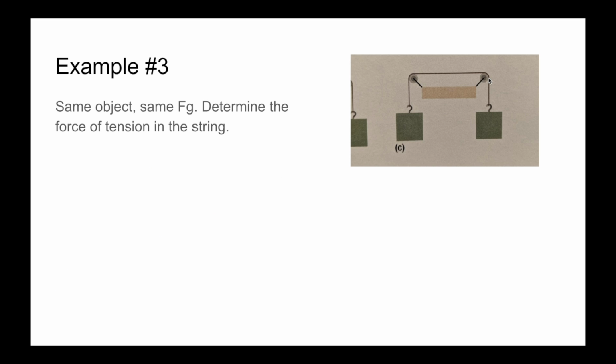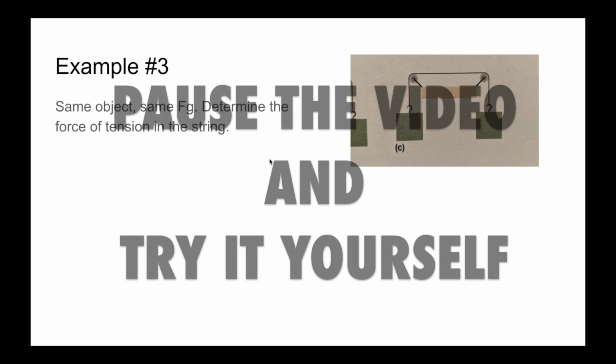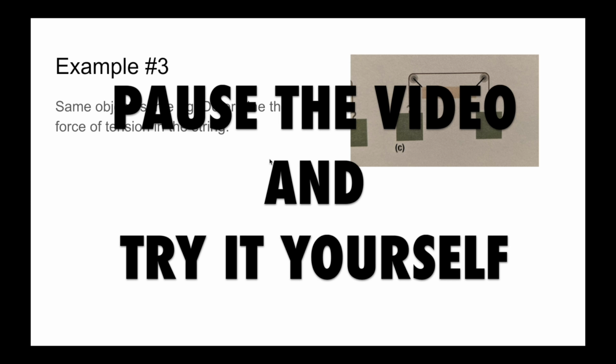Example number 3, we have the exact same object, except there are two of them, and they are attached by these two pulleys going around, I guess, like a ledge which is fixed to a wall. And so you have to determine the force of tension in the string. Pause the video and try it yourself.